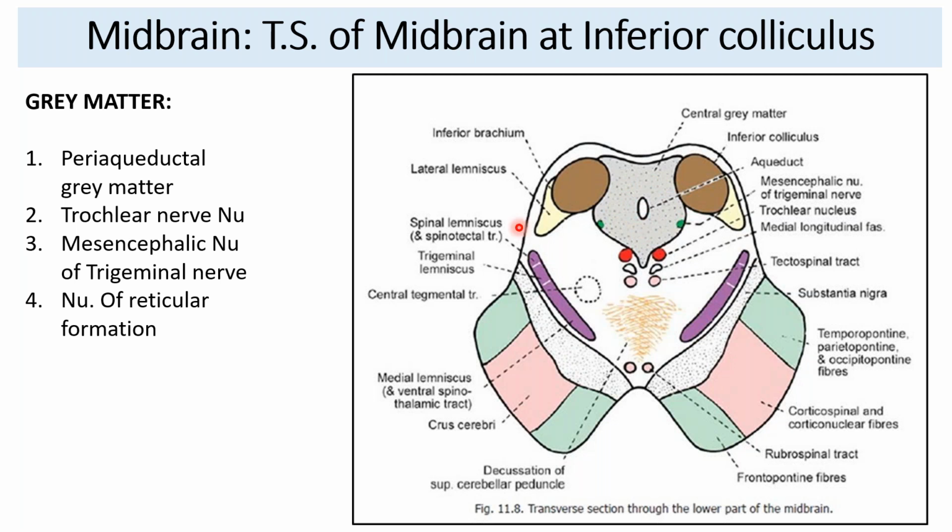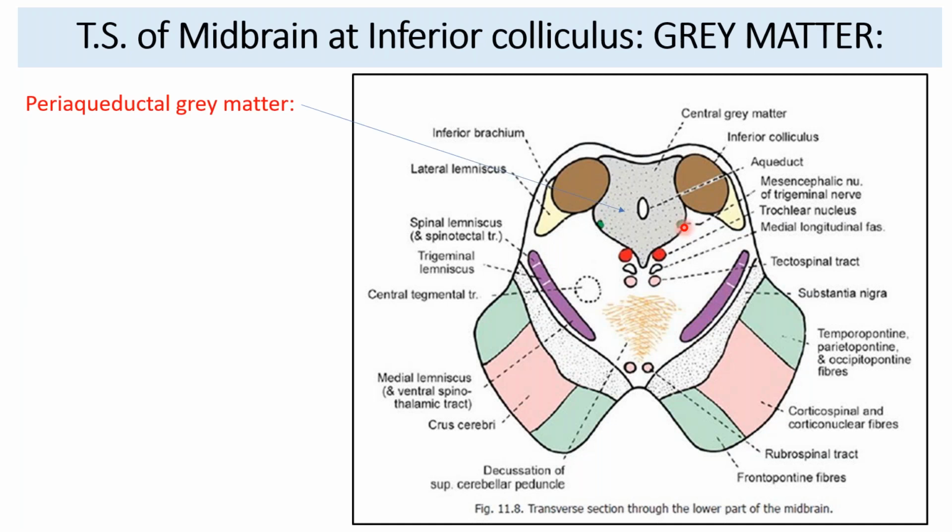And then you will draw the trochlear nerve nuclei. This is the trochlear nerve nuclei, the fourth cranial nerve nuclei at this particular lower level. At higher level, you will find the nuclei of the oculomotor nerve. Then you will find the mesencephalic nucleus of the trigeminal nerve and nucleus of reticular formation that will be seen at the level of midbrain at inferior colliculus. So this arrow marked area is the area of the periaqueductal gray surrounding the aqueduct.